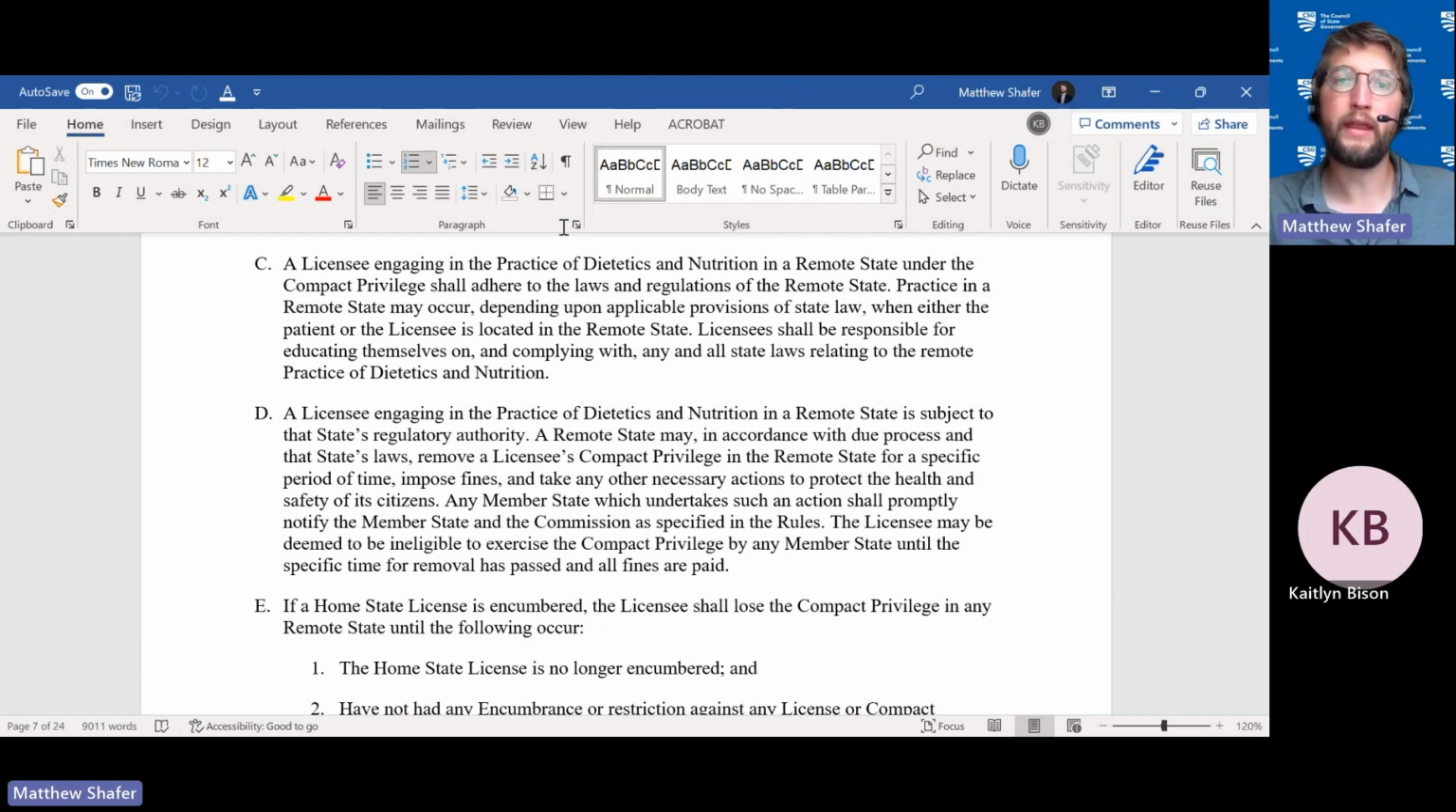So let's use an example again. Let's say my home state license is in Texas. I've got an Oklahoma compact privilege. I'm practicing in Oklahoma. While I'm in Oklahoma, I've got to abide by all of their laws and rules. It doesn't matter what I'm licensed to do in the state of Texas. While I'm practicing under a compact privilege in Oklahoma, I have to abide by all of Oklahoma's laws and rules. And if I violate Oklahoma's laws, the Oklahoma board can take action against my compact privilege.